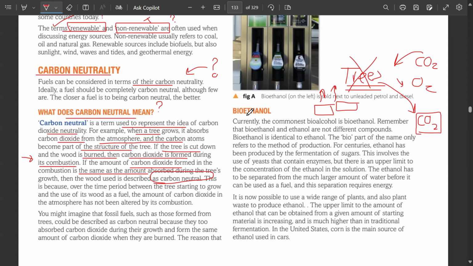Got it? You might imagine that fossil fuels such as those formed from trees could be described as carbon neutral because they too absorb carbon dioxide during the growth and form the same amount of carbon dioxide when they are burned.